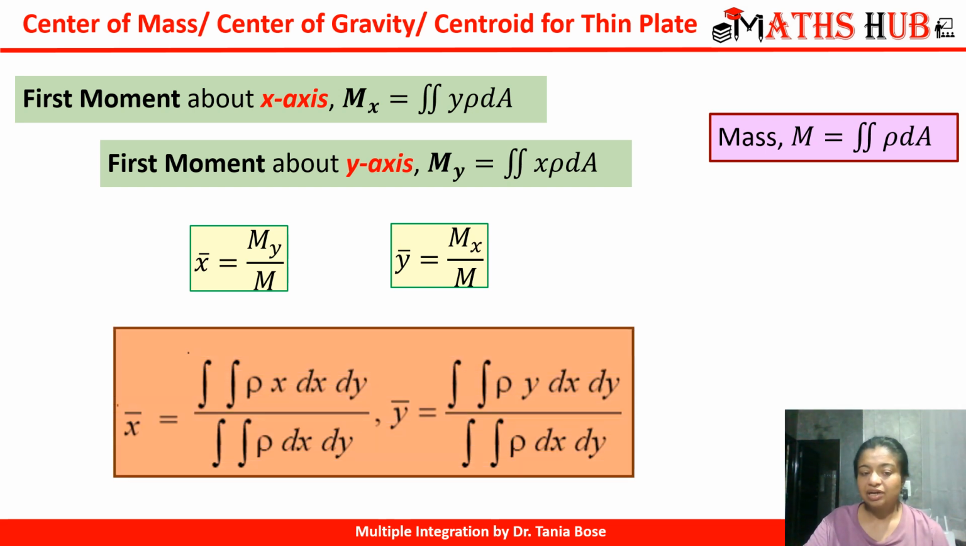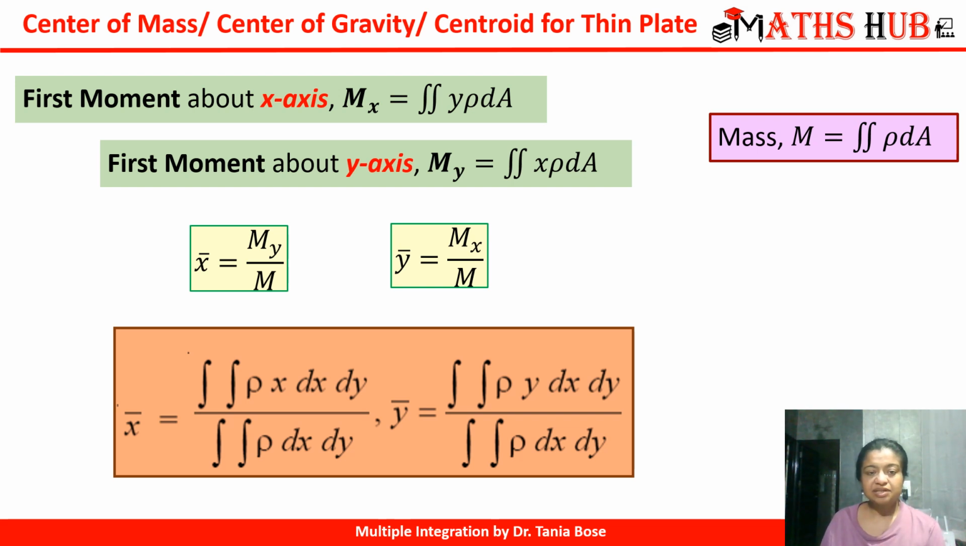So in general, how do you calculate x bar? It is double integral rho x dx dy divided by double integral rho dx dy, and y bar is double integral rho y dx dy upon double integral rho dx dy, right? With the help of these formulations, we can calculate the center of mass, or the centroid, or the center of gravity for any thin plate, right?